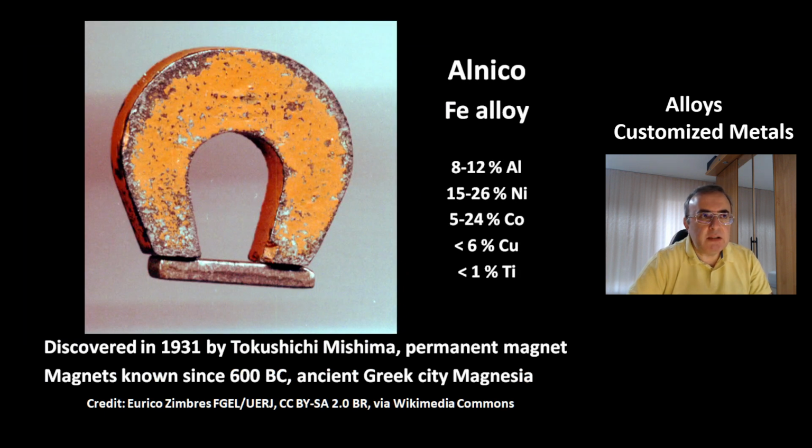Alnico is another iron alloy. It consists of iron, aluminum, nickel, cobalt, copper, and titanium. It was discovered in 1931 by Tokushi Mishima, and it's a permanent magnet. Magnets have been known since 600 before Christ, and they are named after the Greek city Magnesia.